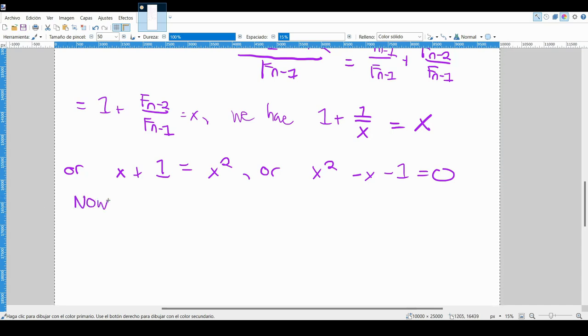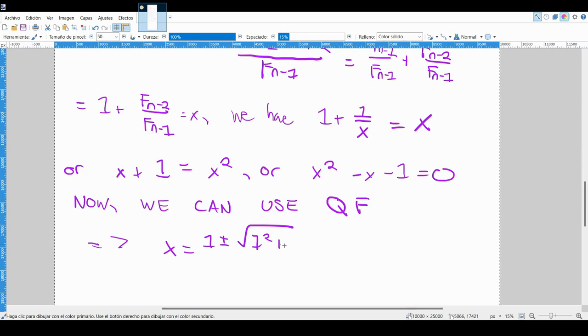Now, we can use the quadratic formula, which I'll just write as QF. And that implies that x equals 1 plus or minus the square root of 1 squared plus 4, all over 2. We do not consider the minus here because this is going to be a negative number at the top, and the Fibonacci sequence is only working with positive numbers. So we will just have 1 plus root 5 over 2, and we are done the second part, and therefore are done the entire question.